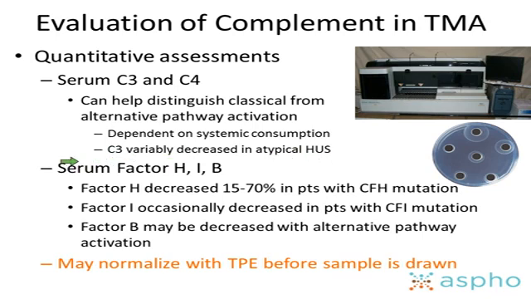Similarly, we can measure serum levels of factor H, factor I, and factor B because they're circulating proteins. And factor H may be decreased in patients with factor H mutations, similarly factor I, although there are also patients with qualitative defects from mutations in these proteins where the expression is normal, and so the serum level as a result may be normal. And factor B can be decreased if it's being consumed by alternative pathway activation, but this may not always be the case.